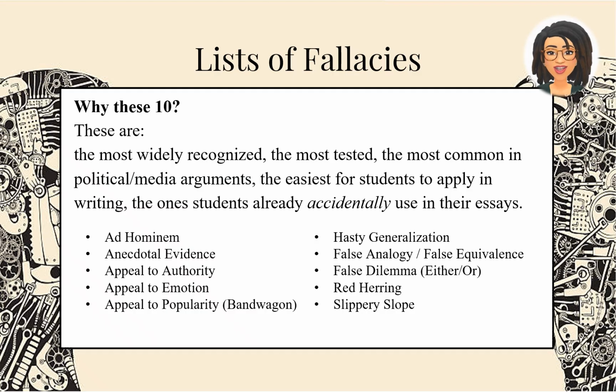I chose 10 fallacies from this week's reading, and the reason I chose these 10 is because they are the most widely recognized, the most tested, the most common in political and media arguments, the easiest for students to apply in writing, and the ones that students already accidentally use in their writings. These are ad hominem, anecdotal evidence, appeal to authority, appeal to emotion, appeal to popularity, hasty generalization, false analogy, false dilemma, red herring, and slippery slope.